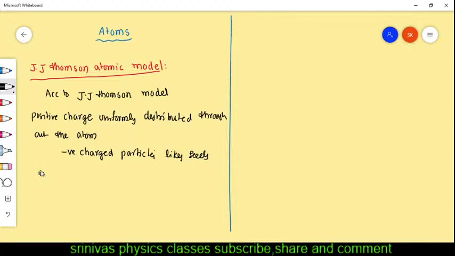Don't note these down, I will send that PPT. Now look here, this is a watermelon. If you cut the watermelon in half, there is red matter, and that red matter is considered as the positive charge. The positive charge is distributed in the entire atom, but there are some negative charged particles in the atom, distributed like seeds in the watermelon. This entire part is the positive charge, but the negative charged particles are embedded like seeds in the watermelon.